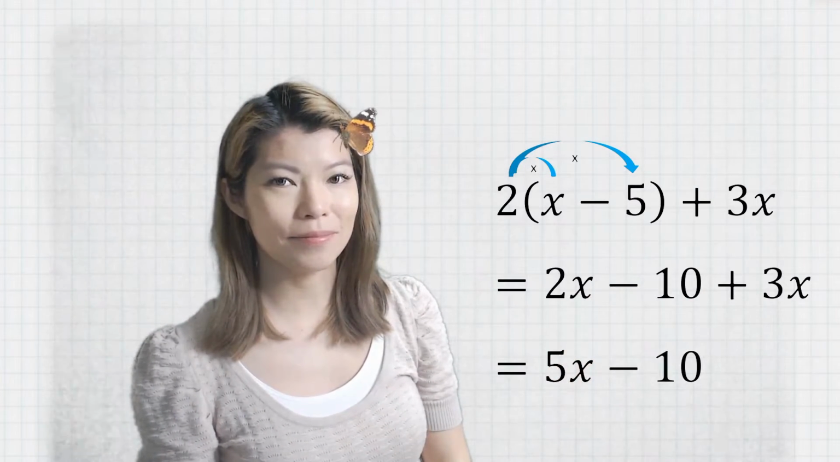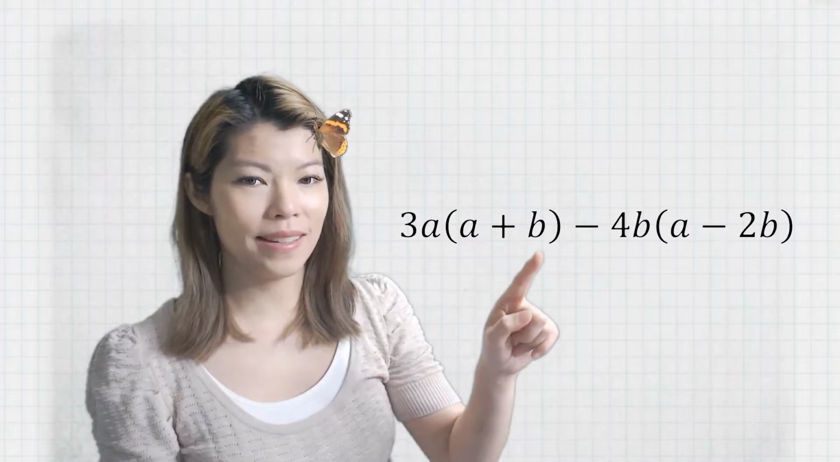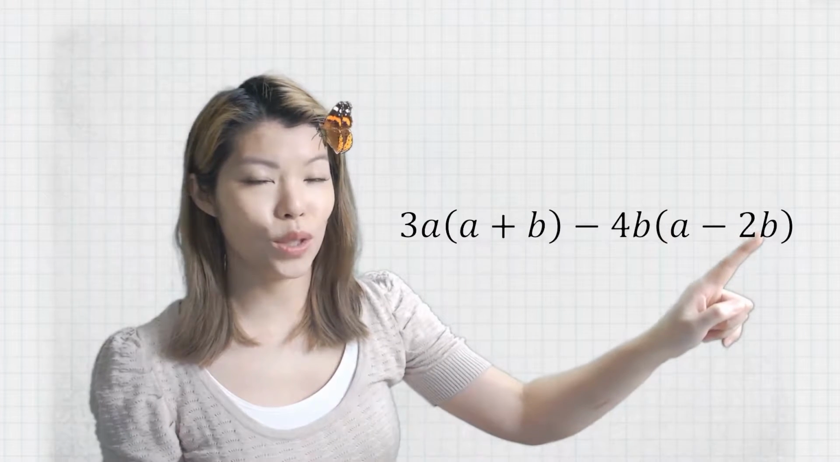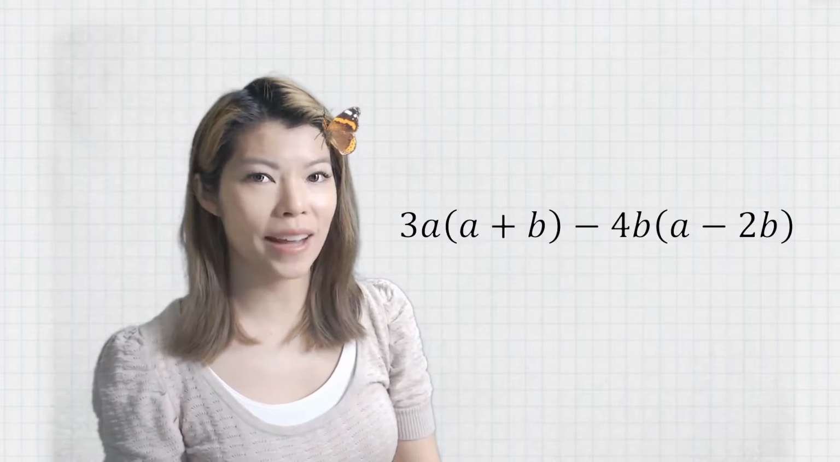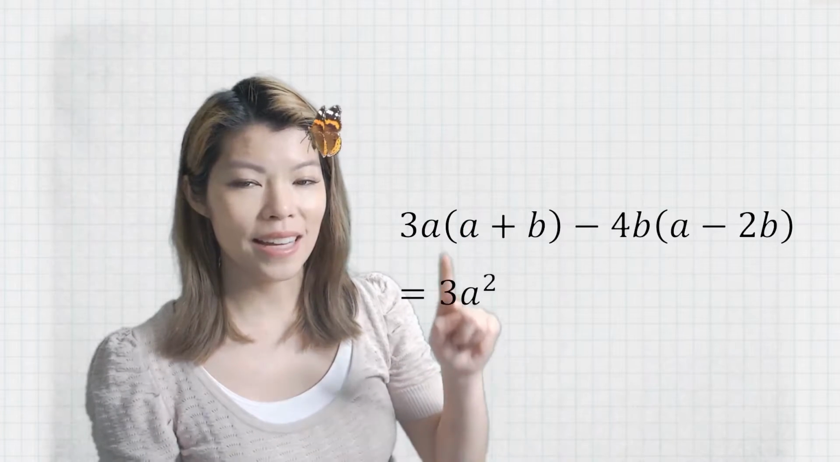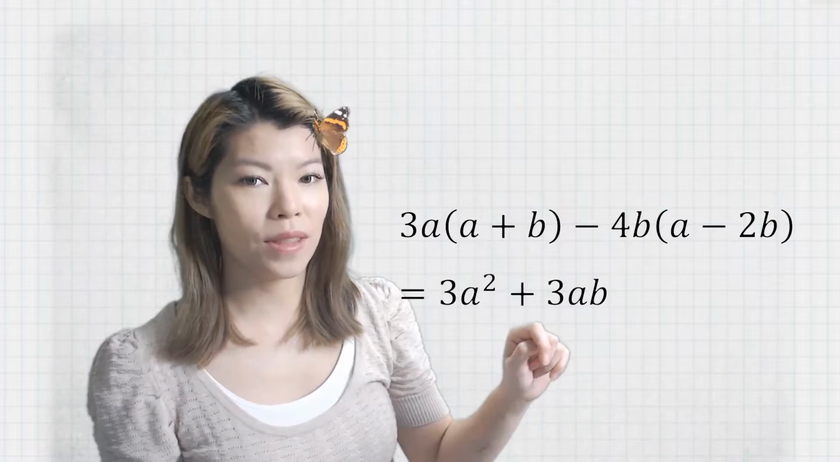In this example, we multiply the 3a by the a and the b, and we multiply the minus 4b by the a and the minus 2b. So whatever is inside the bracket next to it. So 3a times a is 3a squared, 3a times b is 3ab. Now be very careful with the negatives.